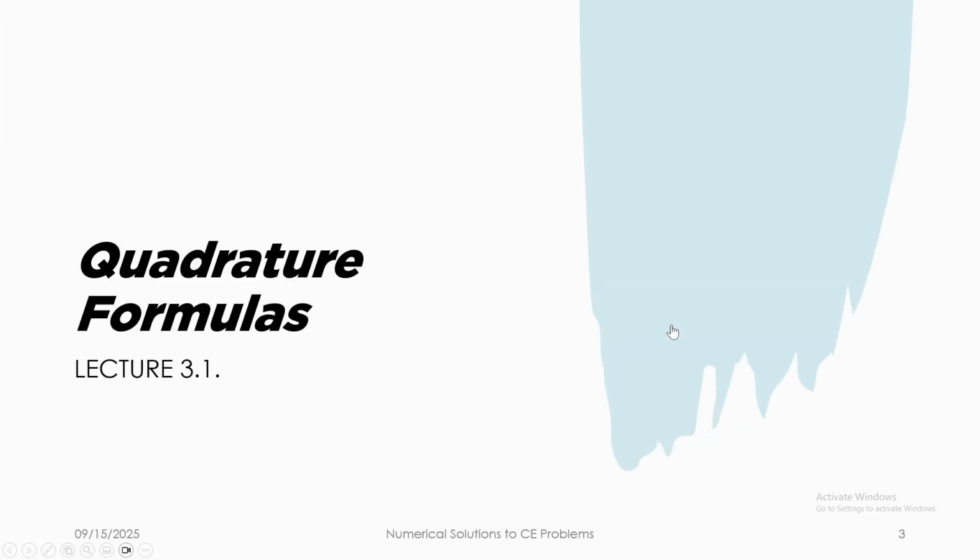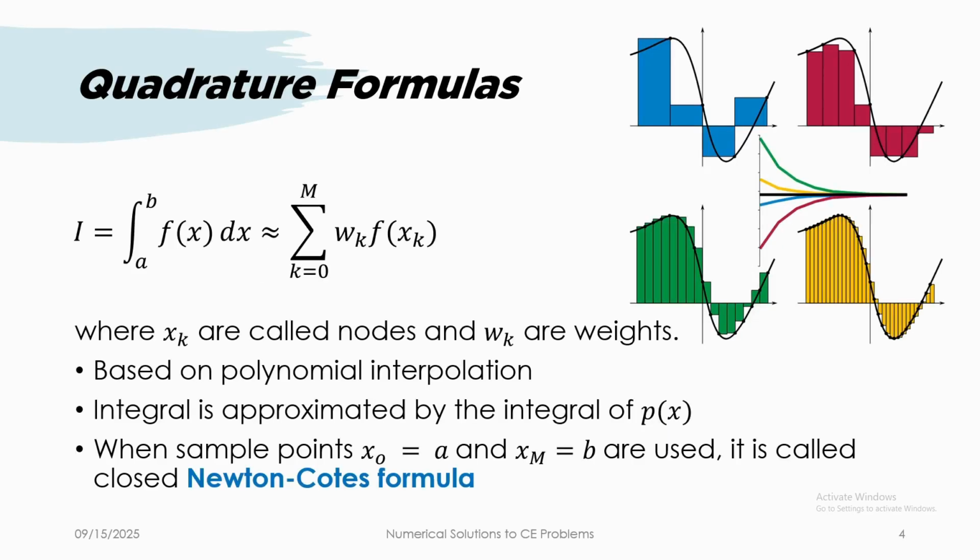Now, let's look at how quadrature formulas are derived and applied. When we talk about quadrature rules, we're basically approximating an integral by replacing the function with a polynomial approximation. This is usually based on interpolation. Here, we introduce two important terms: x sub k, which are the nodes or sample points, and w sub k, which are the weights, which scale the function values.